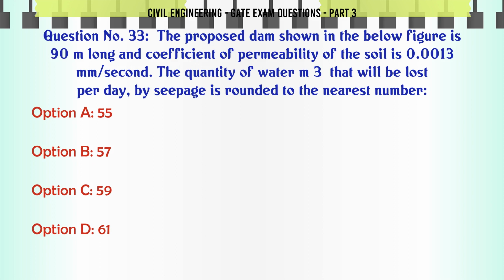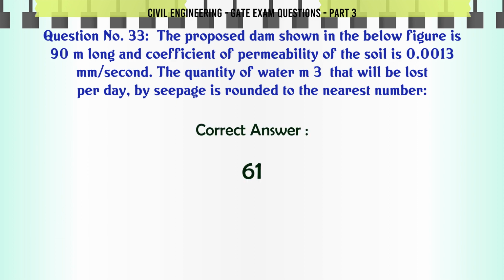The quantity of water in m³ that will be lost per day by seepage, rounded to the nearest number, is: A. 55, B. 57, C. 59, D. 61. The correct answer is 61.